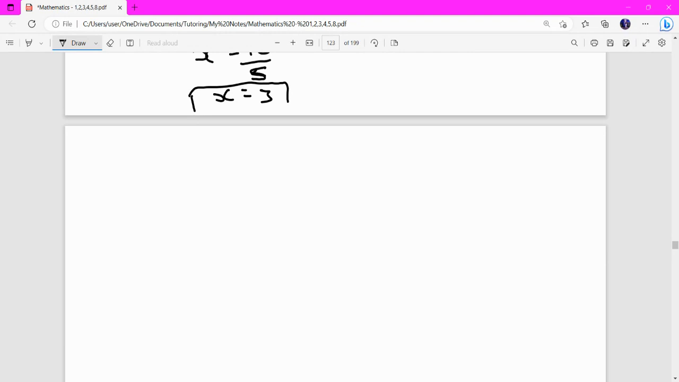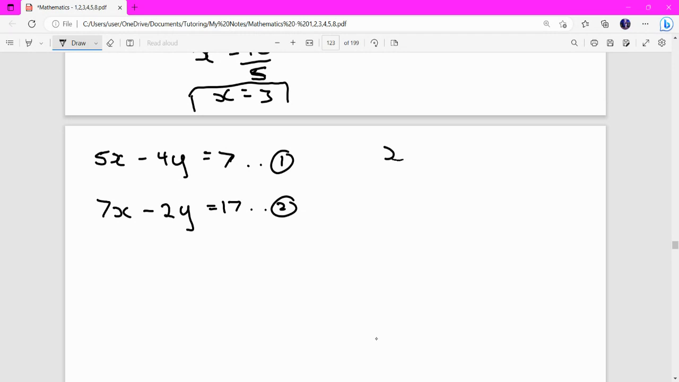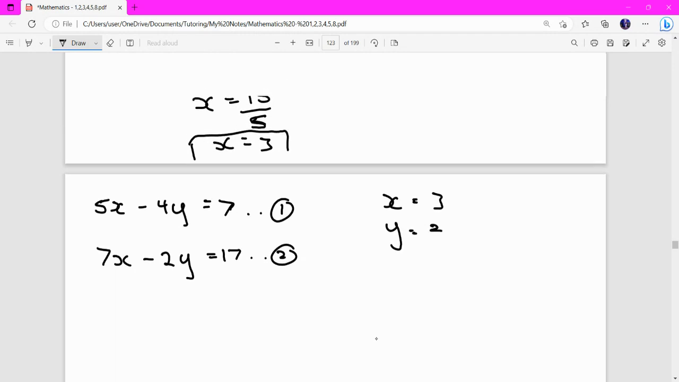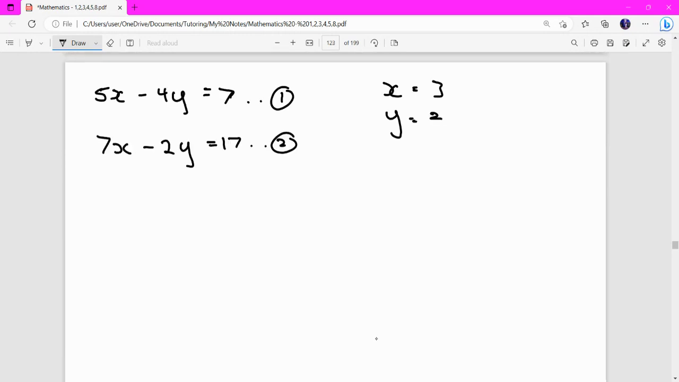So the original equation I was given in the question was 5x minus 4y is equal to 7. This was equation 1. And equation 2 was 7x minus 2y is equal to 17. We call this equation 2. The value for x we get is 3. The value for y we get to be 2. Let's just go up and make sure. Yep, those were the values.